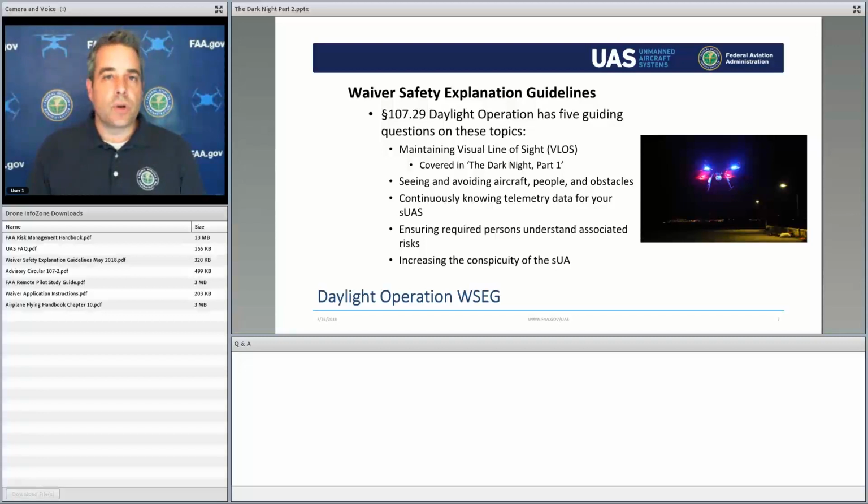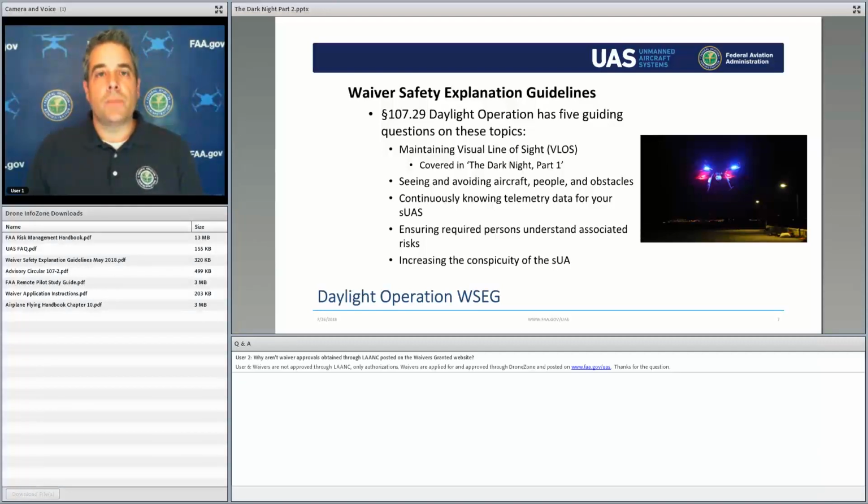So we're going to talk about seeing and avoiding other aircraft, knowing your telemetry data, knowing what your UAS is doing at night, ensuring that the people associated with your operation are knowledgeable on the challenges that night operations pose, and then increasing the conspicuity of your small unmanned aircraft. So how are you going to make sure that that vehicle is visible to other aircraft and other people operating at night?